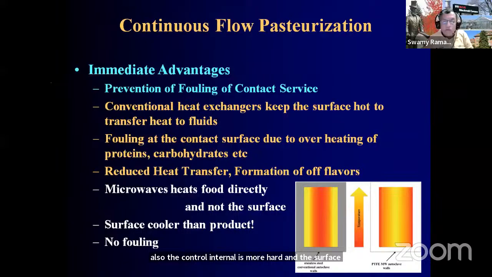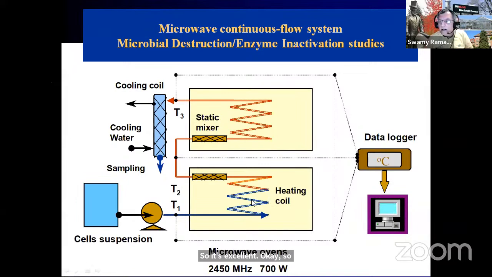It's very easy to do. All that you need is a microwave transparent glass tubing or glass coil, through which you can circulate anything, milk and juice or whatever. You can establish pasteurization or sterilization conditions, externally cool it, and fill into an appropriate container. We have done this for microbial destruction and also enzyme inactivation.